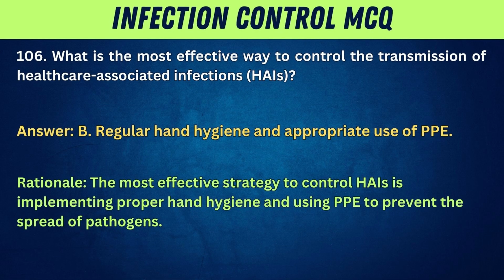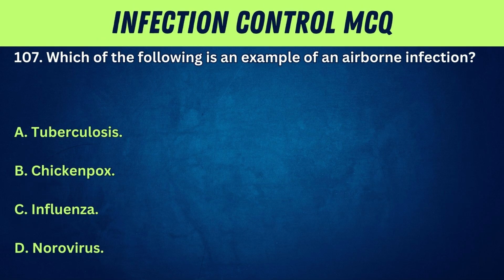Answer: B. Regular hand hygiene and appropriate use of PPE. Rationale: the most effective strategy to control HAIs is implementing proper hand hygiene and using PPE to prevent the spread of pathogens.